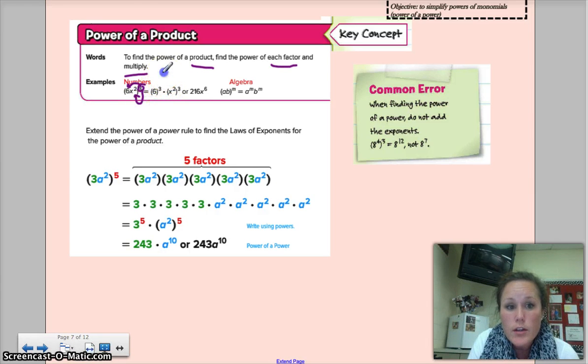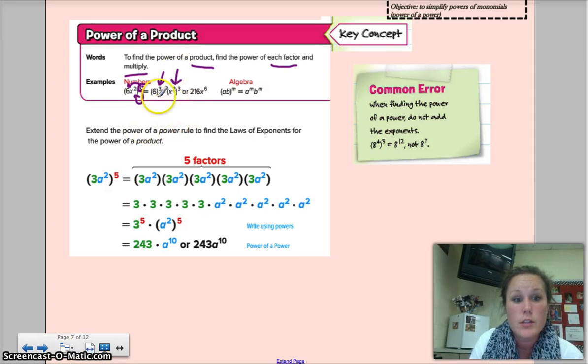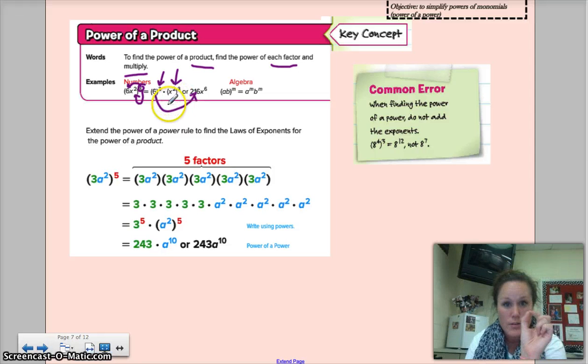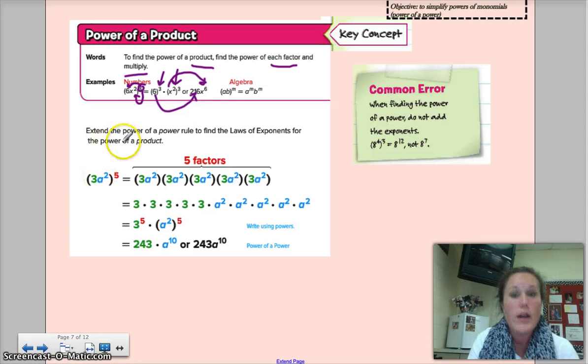See how they've done it here? They're raising the 6 to the 3rd power, and then they're raising x squared to the 3rd power. So that's going to look like this. 6 to the 3rd power gives me 216, and then x squared to the 3rd power, multiply those exponents together, 2 times 3, that gives me 6 right here. Okay? So let's look at how that comes out in actuality.